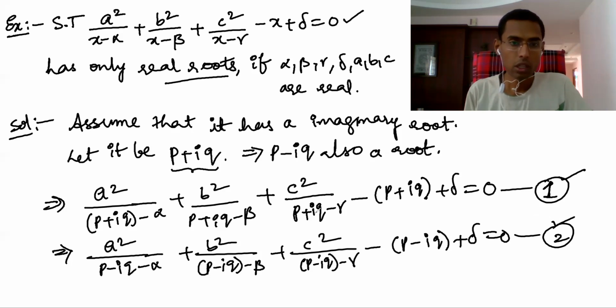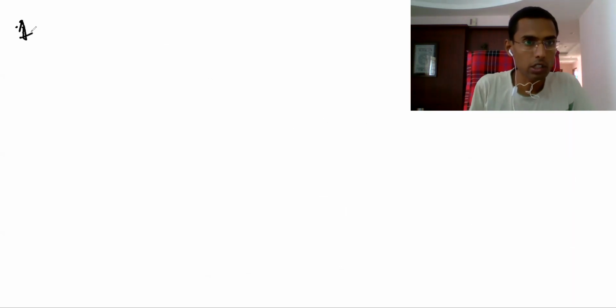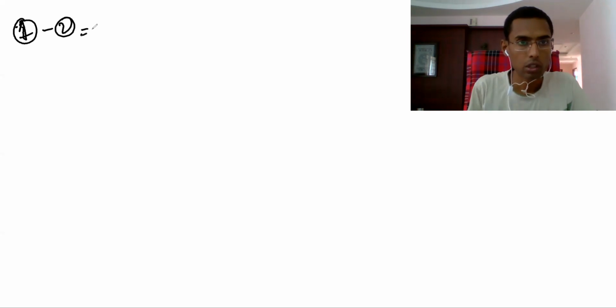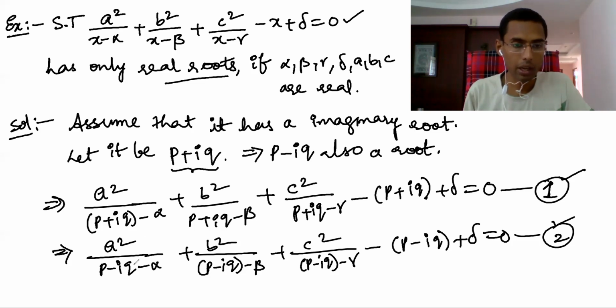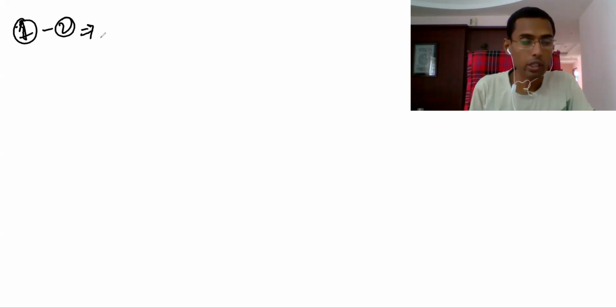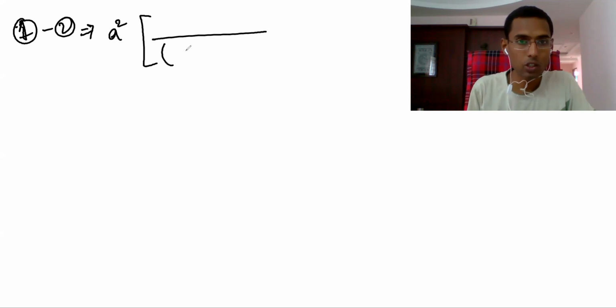Now I'm going to solve these equations and see what happens if I subtract them, that is, 1 minus 2. The first equation minus the second equation will give this. You see, a square is common, so a square comes common, and the numerator is going to be this minus this. Otherwise 2 minus 1, no problem. The first term has the denominator p plus iq and p minus iq.